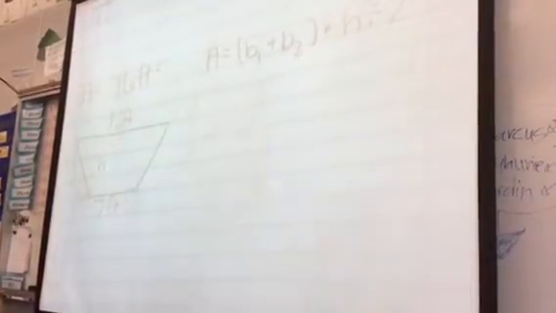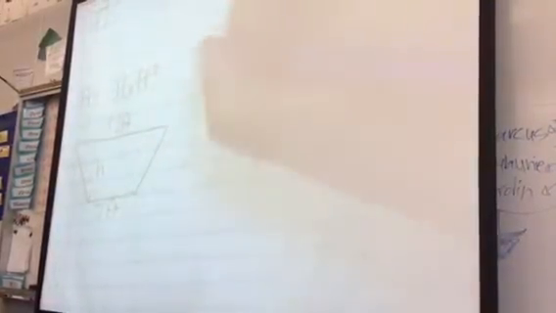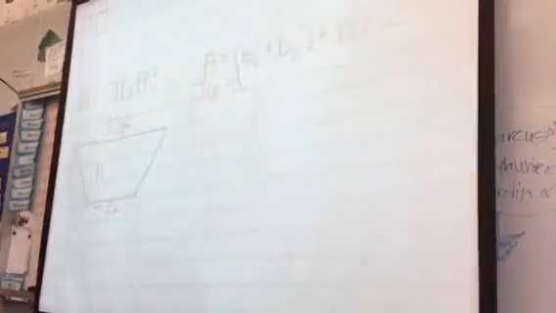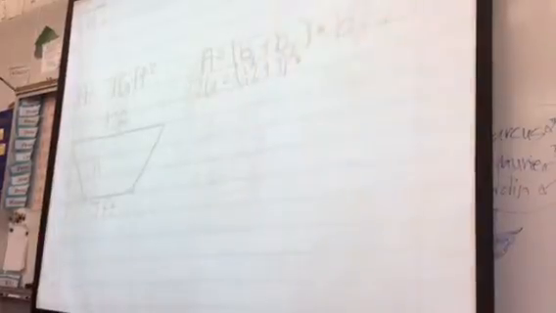So let's go ahead and solve this. Do I know what my area equals? Yes. Absolutely. What is it? 76. Good. So it's 76. And do I know what my base 1 is? Yes. What is my base 1? 12. Do I know what my base 2 is? Yes. What is it? 7. Good. And then do I know what my height is? No. Nope. So I'm just going to leave my H in.